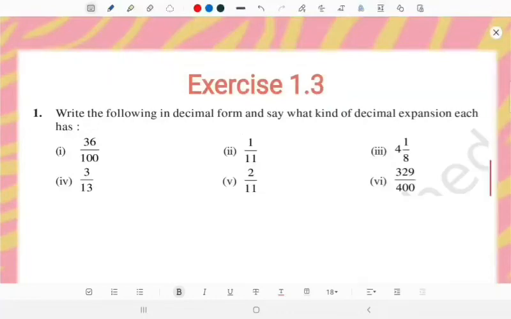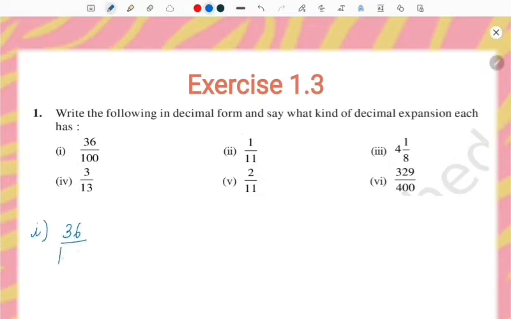Exercise 1.3, first question. Write the following in decimal form and say what kind of decimal expansion each has. First part, 36 by 100. This is easy. 36 by 100 is 0.36. Since the remainder will come out to be 0, what kind of decimal expansion would this one be? Terminating, because the remainder came out to be 0.